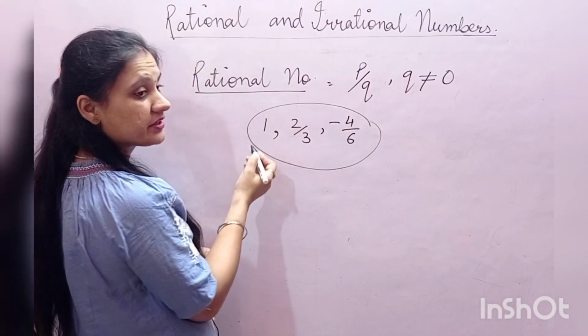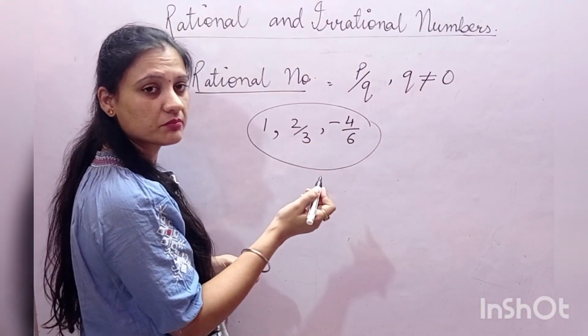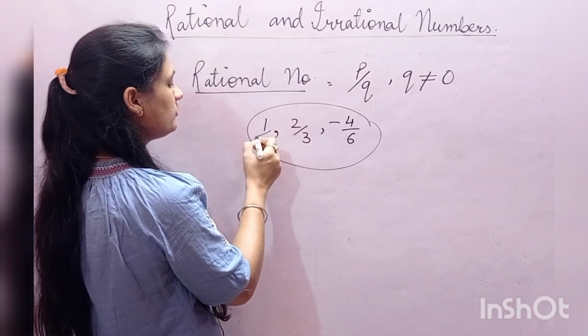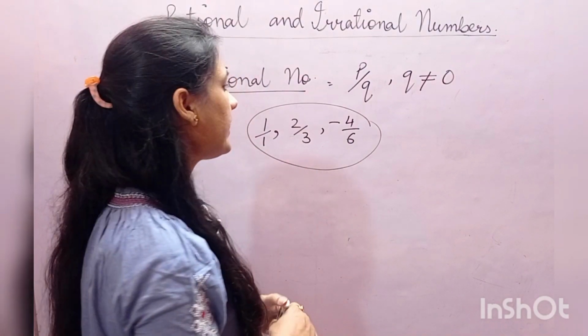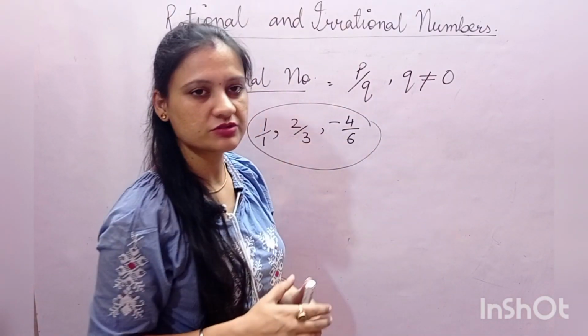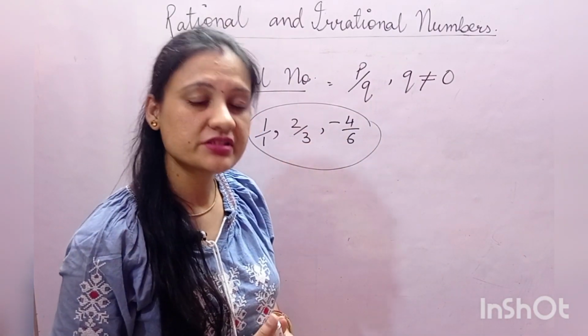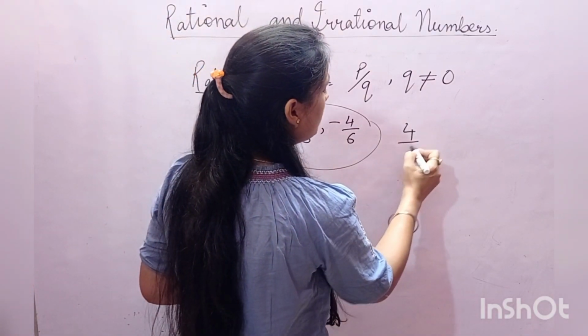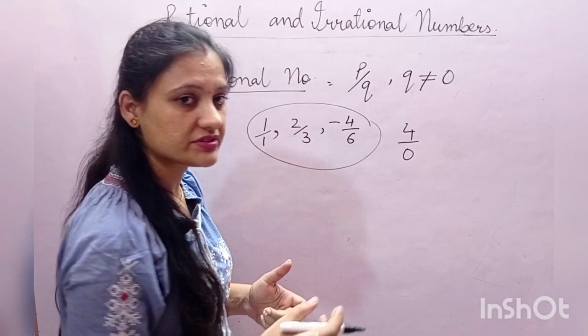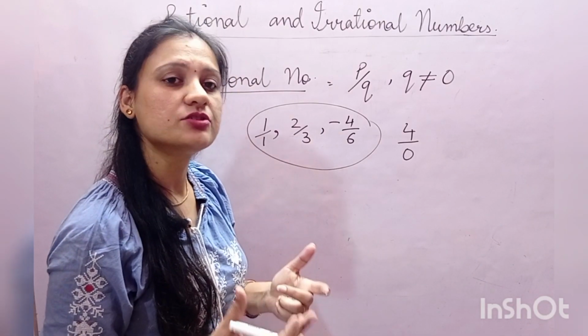Why? I have taken 1 also. You'll say, ma'am, it is a natural number. Dear, it is a rational number also because I can write it in the form of P by Q. Right? And why did I say that Q should not be equal to 0? Because we cannot divide any number by 0. For example, if I write 4 by 0, it is not divisible. You can say the answer is not defined.